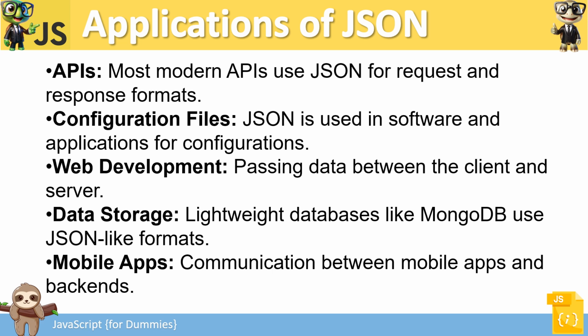Databases like MongoDB store data in JSON-like formats. And in mobile apps, JSON is often the medium through which data is sent and received between the apps and the server. In short, if you're building anything that connects to the internet, you're likely to be working with JSON.